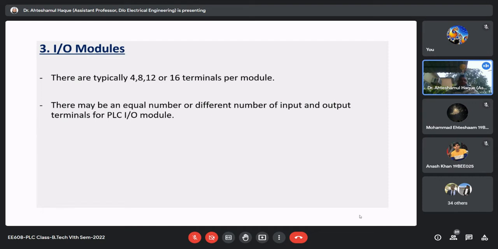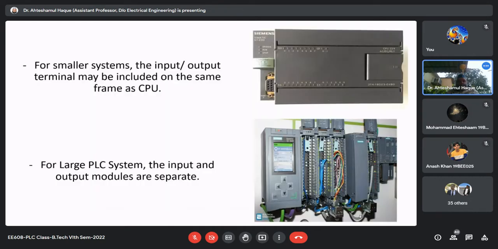So what is available in the market? There are typically 4, 8, 12, 16 terminals per module. Those are available at the input side and the output side as well. There may be an equal number or a different number of input output terminals for a PLC input and output module. It could be the same, 4 input, 4 output. It could be different, 4 output 4 input, or 2 output 4 input, or 2 input 4 output. I mean, it depends. It is not necessary that if you have taken a 16 terminal module, you use all 16 terminals. You will use as per your need. Okay, so that is the input output module.